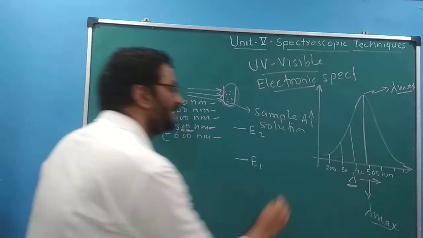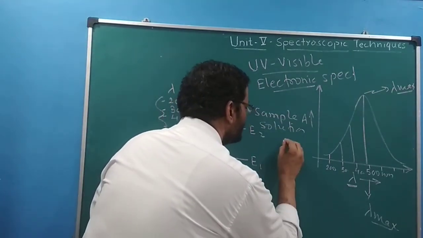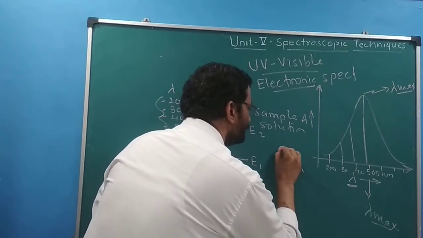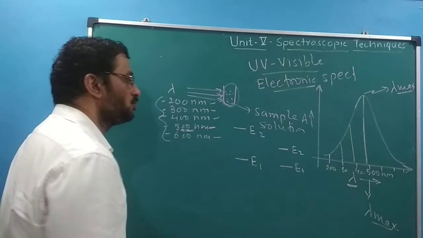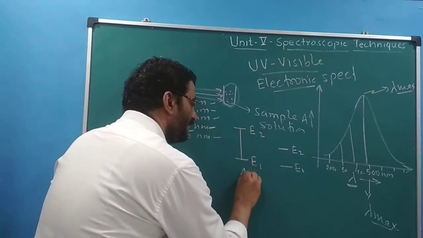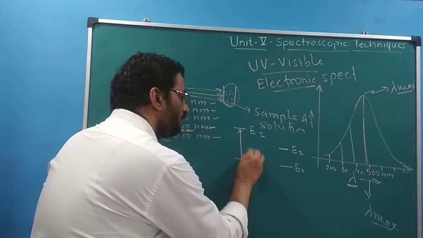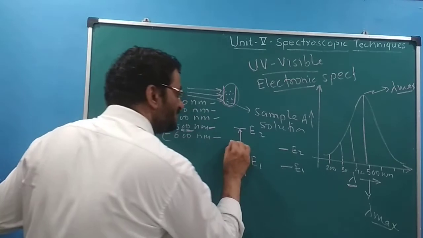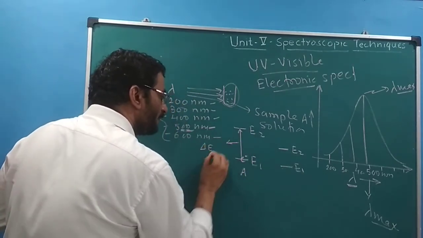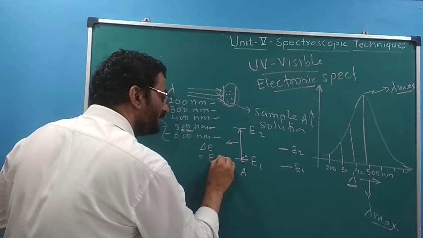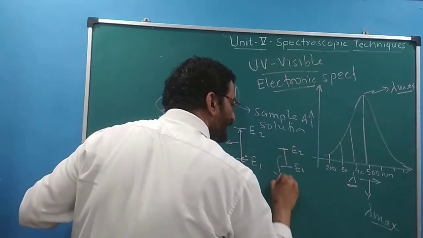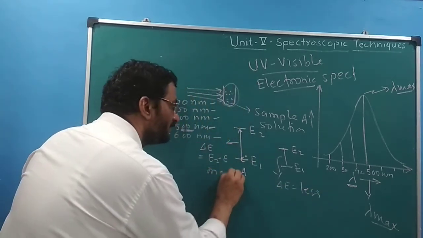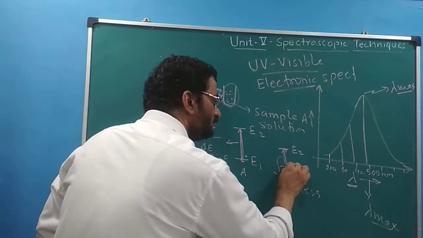sample, okay, in the second sample, suppose E1 is here and this is E2, isn't it? So for sample A, for electron transition, electron jumping from lower to higher energy level, how much energy is required? It is equal to delta E, and delta E is equal to E2 minus E1. For this sample delta E is less, for this one the energy gap is more, and here the energy gap is less.